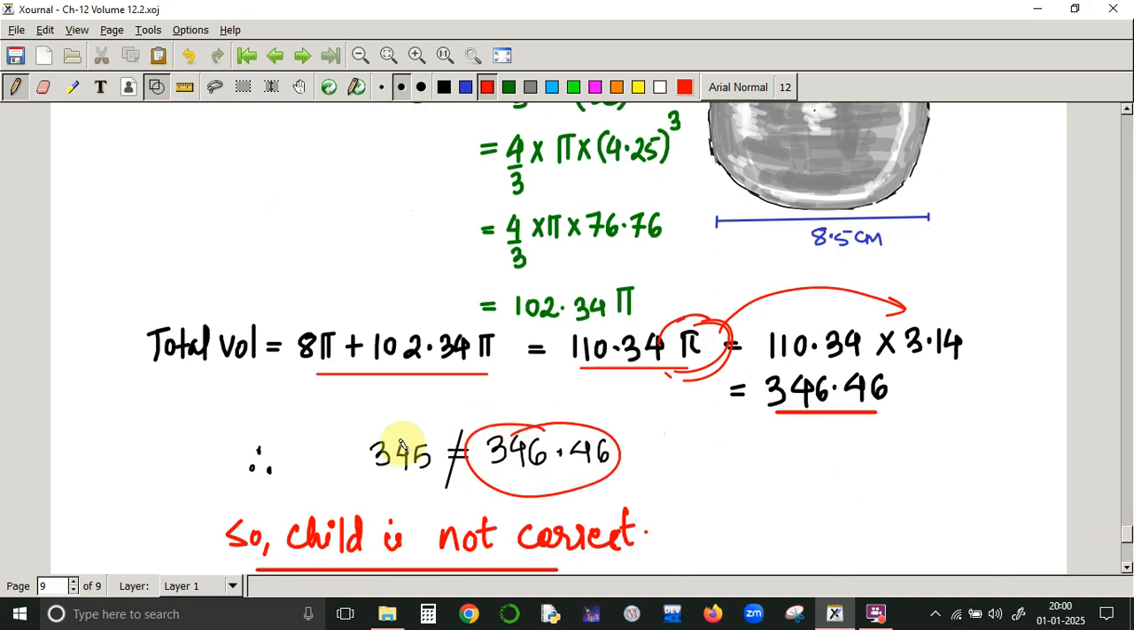This is the answer, and the answer which was given by the student is 345, which is not equal. That's a difference of 1.46. Okay, so the child is not correct.